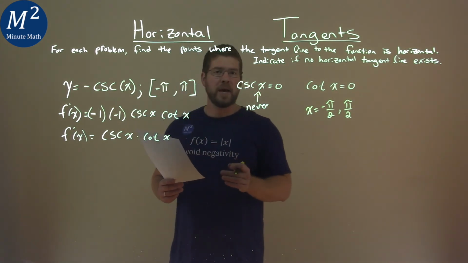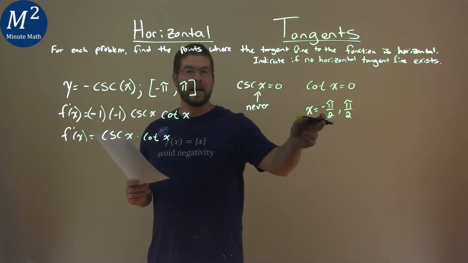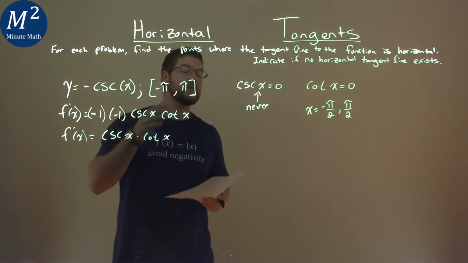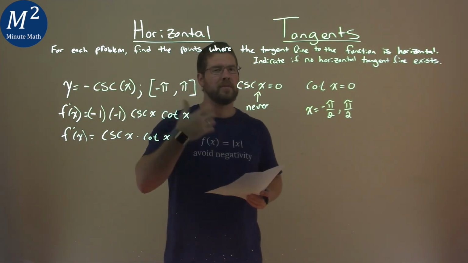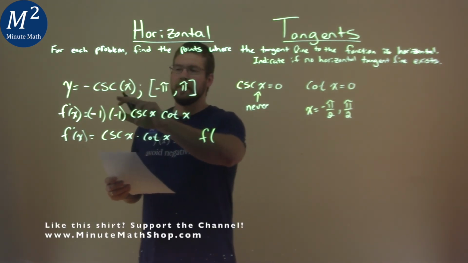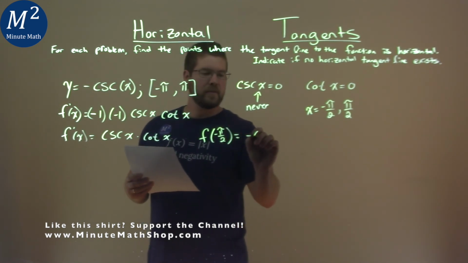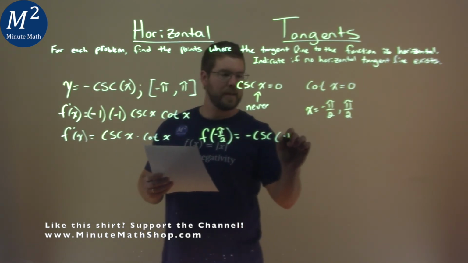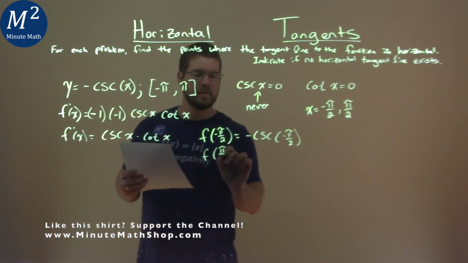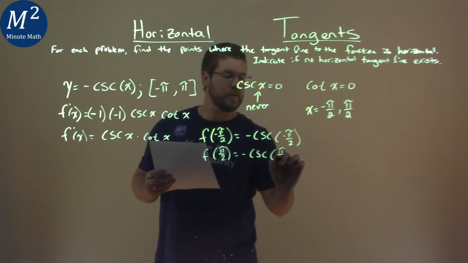So what we're going to do now is find the y values of the x values there. Because remember, these x values are where the tangent line's horizontal, and we want the coordinate points. We need to find the y value. So we use our original function up here, and let's do negative pi over 2 first. It's negative cosecant of negative pi over 2. We're going to do the same thing with pi over 2, negative cosecant of pi over 2.